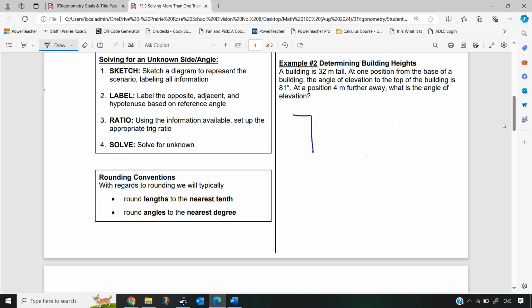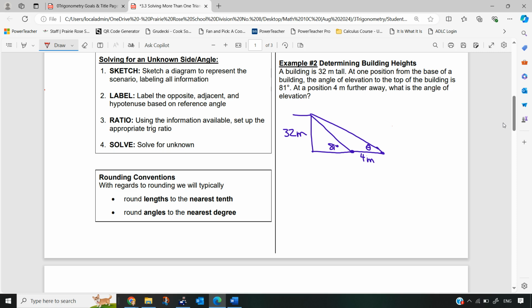First of all, we know that we have a building, and that building is 32 meters tall. We also know that from a point that's a certain distance from the building, we have an angle of elevation of 81 degrees. And then if I walk 4 meters further away, I'm being asked to determine this angle of elevation. So I can label that as 4 meters. If I were to walk further away from the building, should my angle of elevation get bigger or smaller?